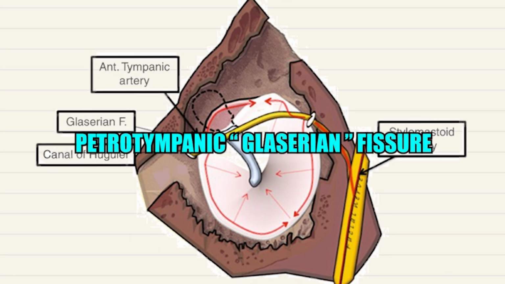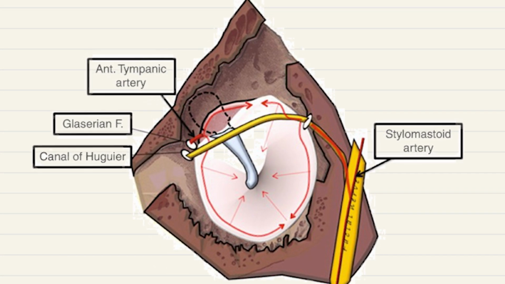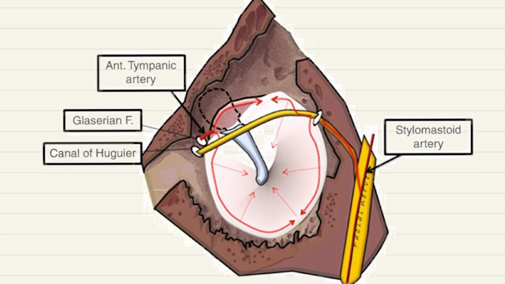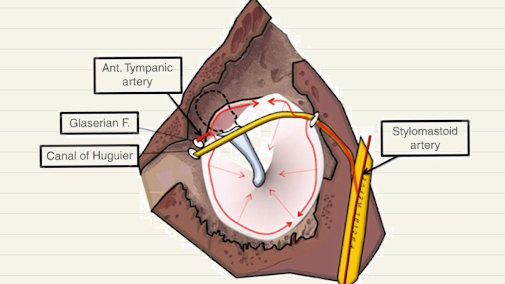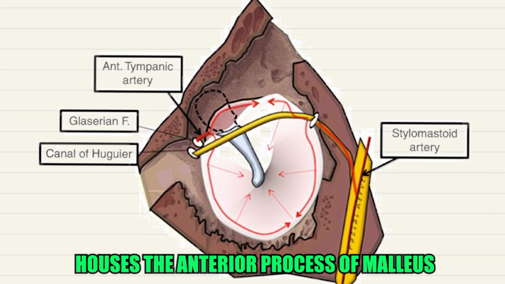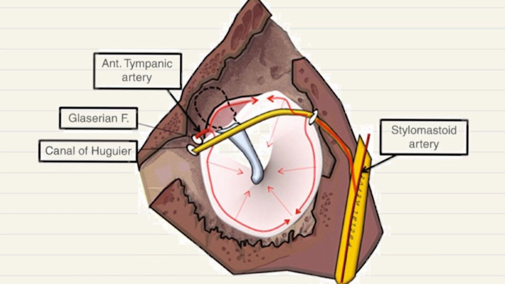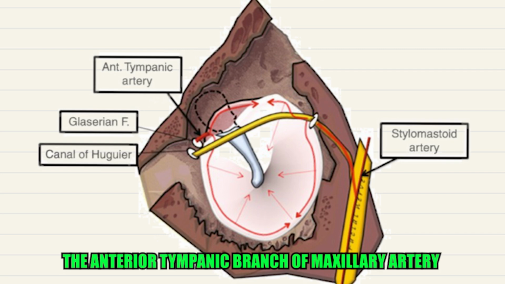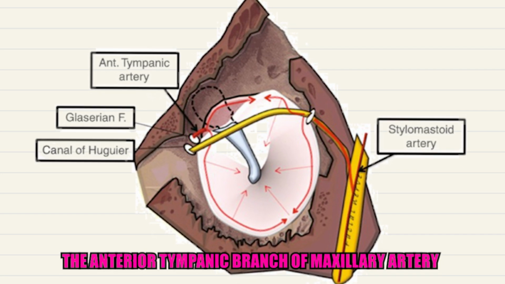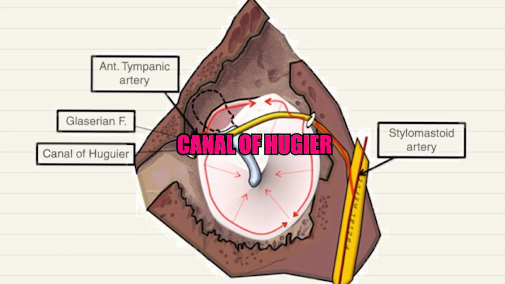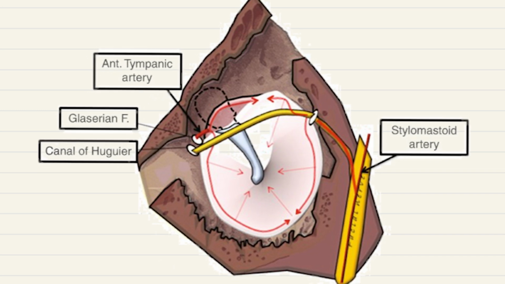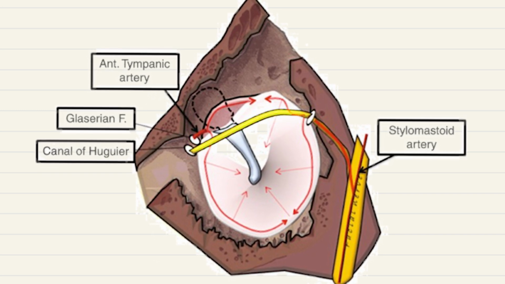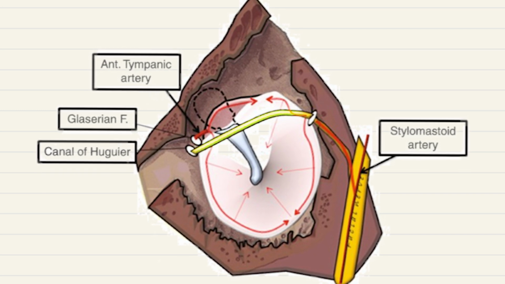Petrotympanic, Glaserian, fissure. A small slit about 2 mm long, opening anteriorly just above the attachment of the tympanic membrane. Houses the anterior process of the malleus and transmits the anterior tympanic branch of the maxillary artery to the tympanic cavity. Canal of Huguier, anterior canaliculus. Lies medial to the petrotympanic fissure. The chorda tympani nerve leaves the tympanic cavity through this canal.